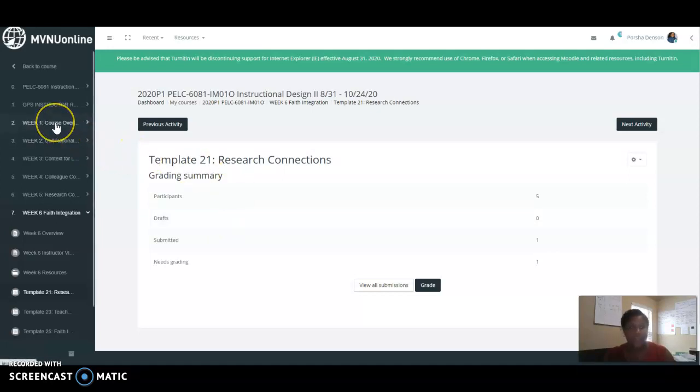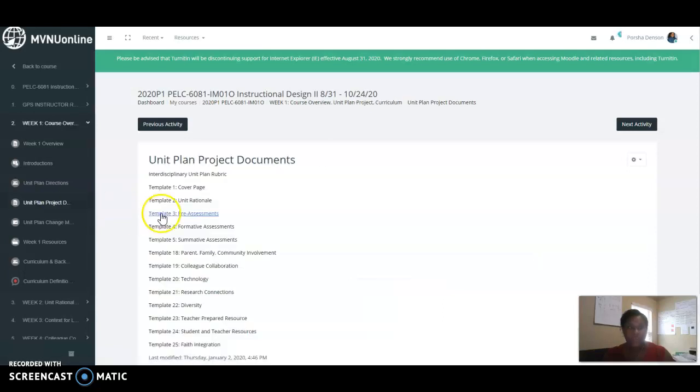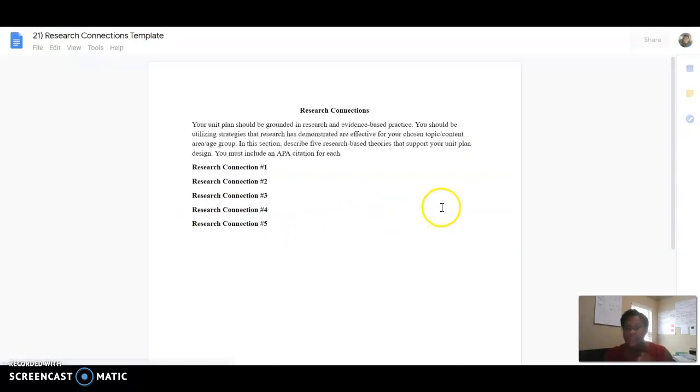I'm going to go back to week 1, because remember, week 1 is where all of your templates are, located under the unit plan project descriptions or project documents. I'm going to go to template 21, and it has some information for you to read over. You can use this same setup if you like. I'm going to give you an example. Feel free to use this example if it applies to what you are doing, okay?